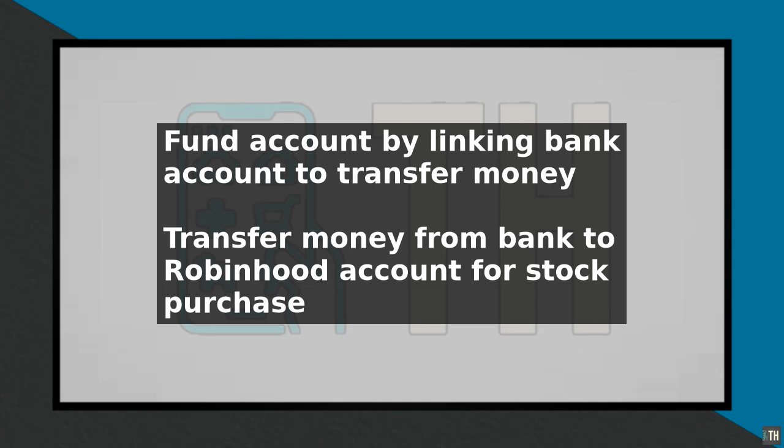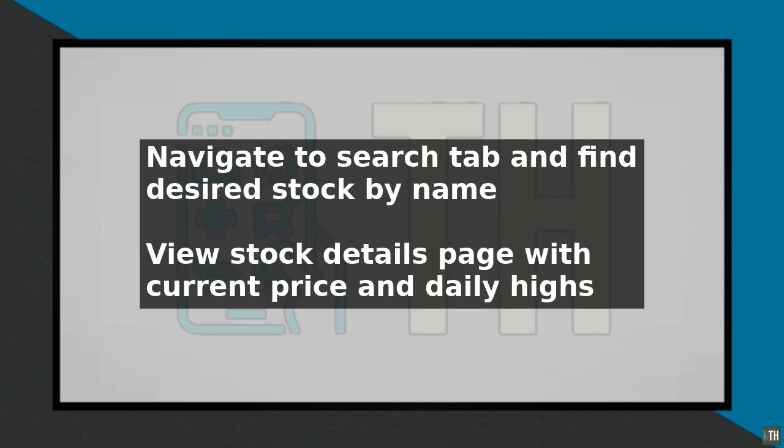information. To place an order, click on the trade button and select the type of order you want to place, such as a market order or a limit order. A market order will execute immediately at the current market price, while a limit order will execute at a specific price that you set. Enter the number of shares you want to buy and confirm your order.